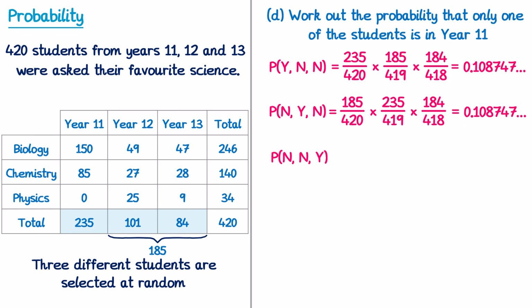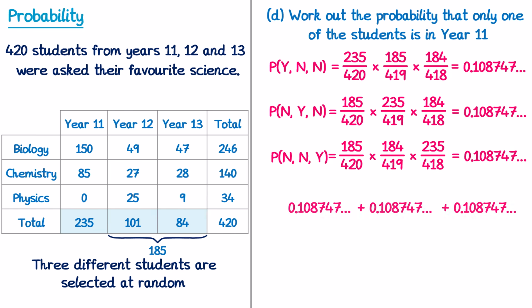And this will also happen with the final one. So not in year 11, we will have 185 out of 420. We multiply this by not in year 11 again, which will be 184 out of 419. And then the final student is in year 11, so 235 over 418. And this once again gives you the same number. So we just need to add these three numbers together, which is the same as multiplying this number by 3, which will give you this number here. So this is the answer to the question, and we'll round it to 4 decimal places once again, so 0.3262.